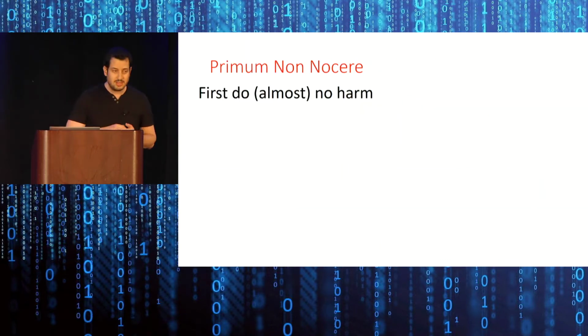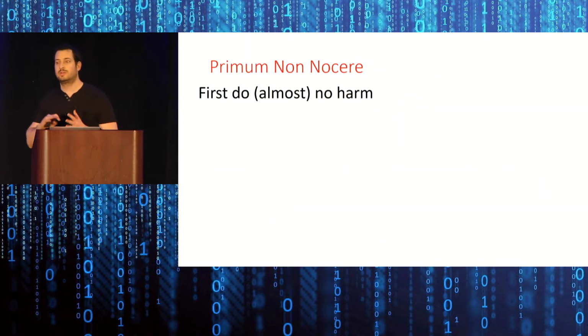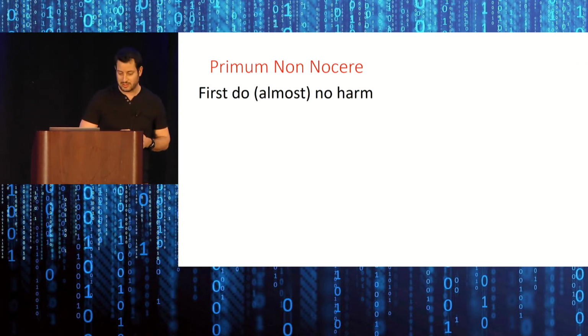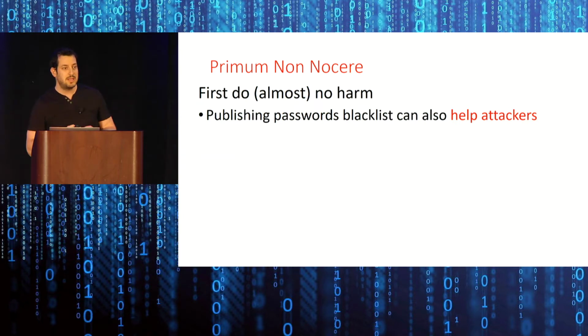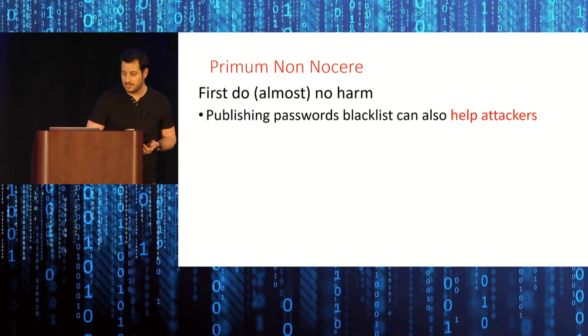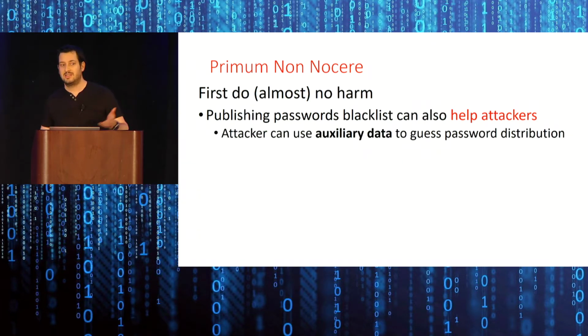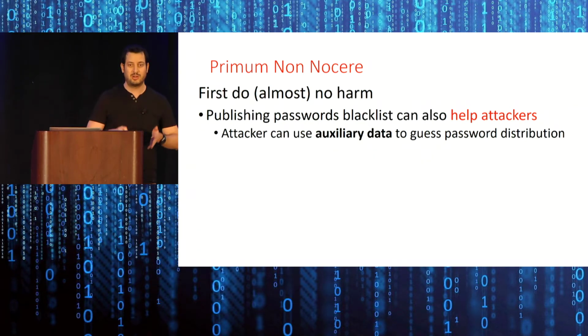Okay, so the first thing: we don't want to cause any harm to the world. We are good people. We want to use cryptography for the common good. And actually, publishing those blacklists of passwords might really help attackers. Okay, now they know which passwords are popular, and they're going to try them. So first, we say this is their day job. Attackers already know what the popular passwords are. We want to help the people that want to defend us.